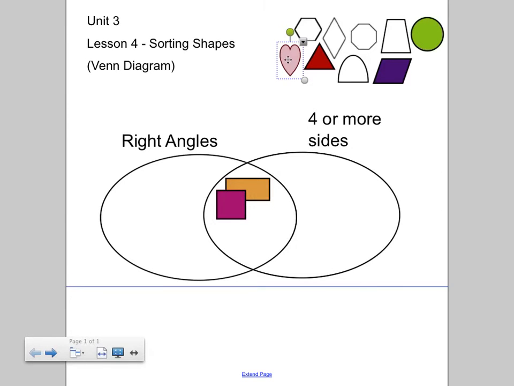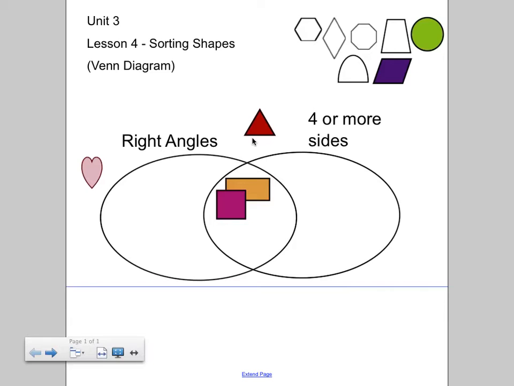Let's look at the heart. A little bit different here. I have a shape of a heart. Does this heart have right angles? Well, no, it does not. There's no square corners. Does this heart have 4 or more sides? No, it does not. So it doesn't fit in anything. Doesn't go here, doesn't go in the middle, doesn't go over here. Any shape that doesn't fit the characteristics goes on the outside of the Venn diagram. So I'm just going to throw this heart over here.